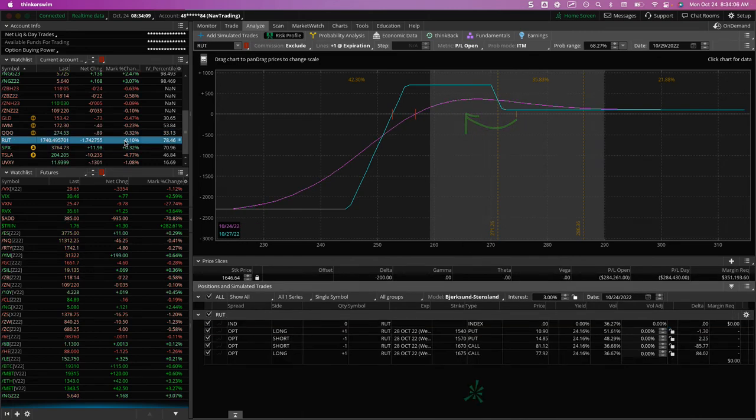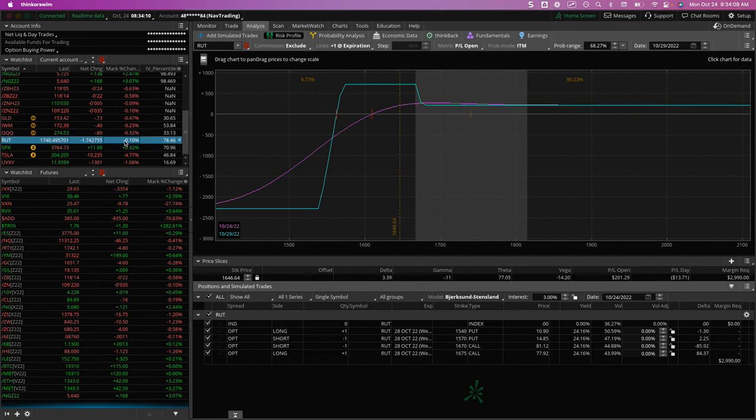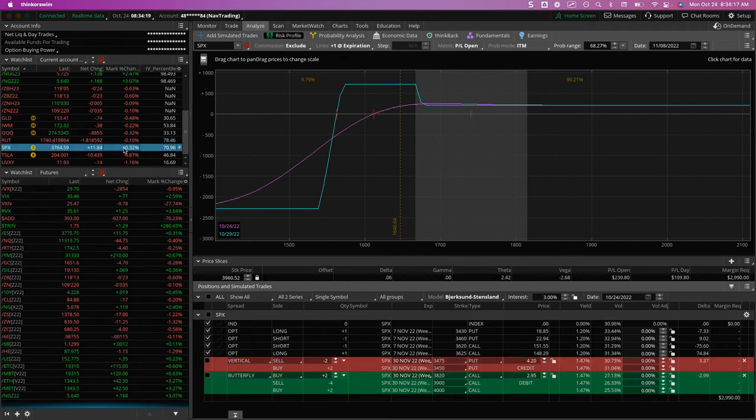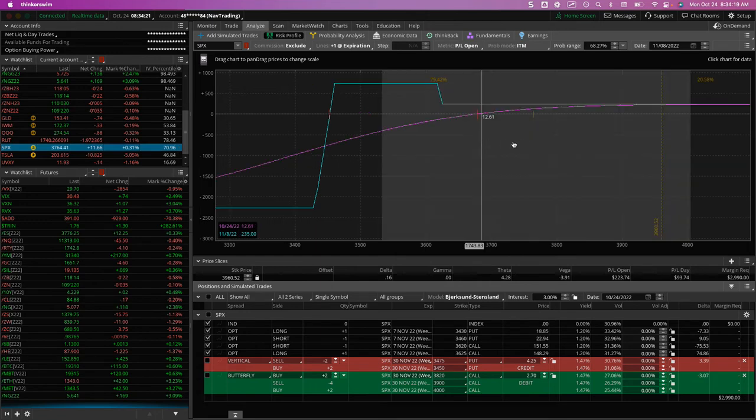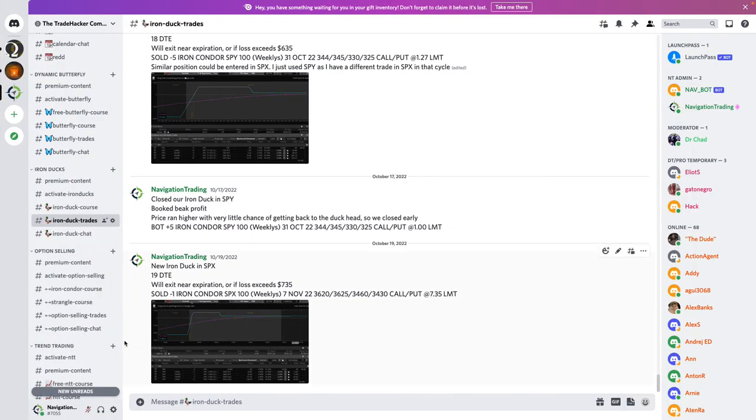We've got one in RUT. Price is hanging out right here in the beak. And then we've got one in SPX. And this one is hanging out right here in the beak as well. So nothing to do on those. If we get some more downside in stocks, we'll look to add some. But for now, we're just going to manage our current ducks.